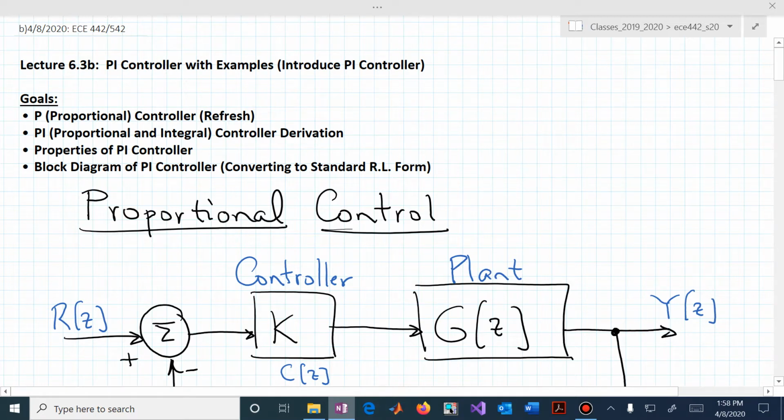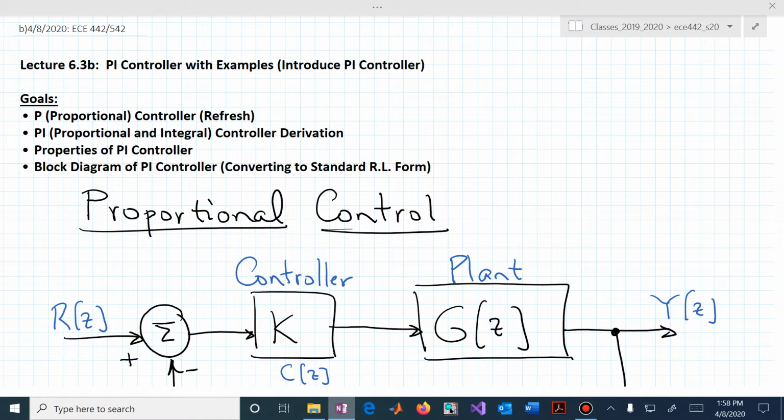We're in lecture 6.3, which is dealing with PI controllers and using examples to help illustrate what we will be able to do with PI controllers. PI stands for proportional and integral. We now have these two different parts to our controller, a proportional part and an integral part, that we're combining in a PI controller.